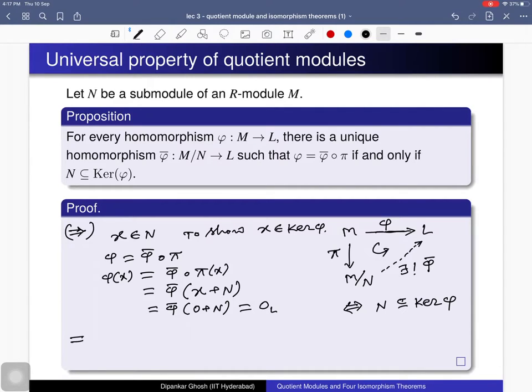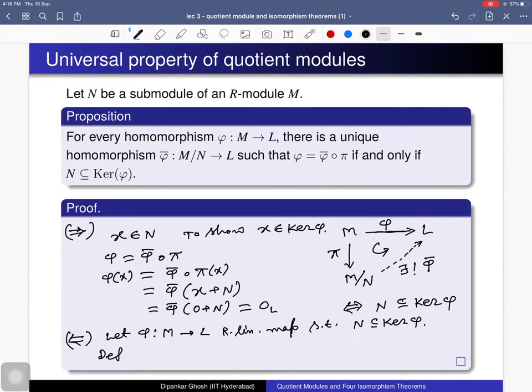Now what about the reverse direction? Suppose n is a submodule of M, and let phi from M to L be a linear map such that you have this condition. Then we want to prove that we can lift this linear map to a map from M mod n to L such that this diagram is commutative. That is the meaning of lifting. So you can lift your map phi to a map from M mod n to L.